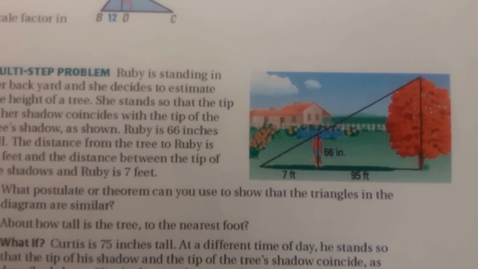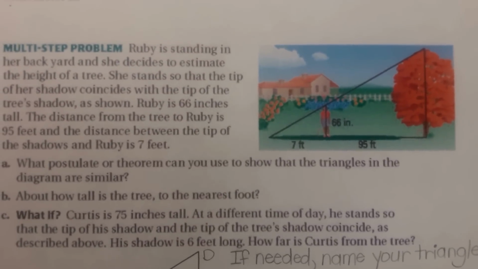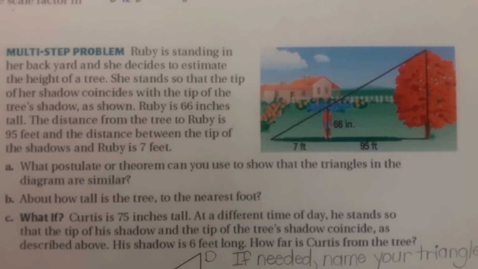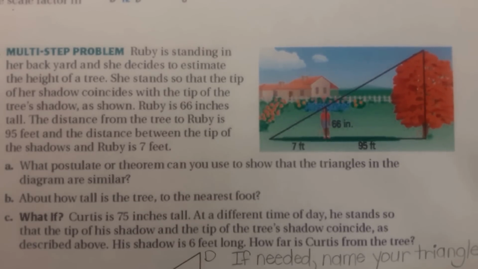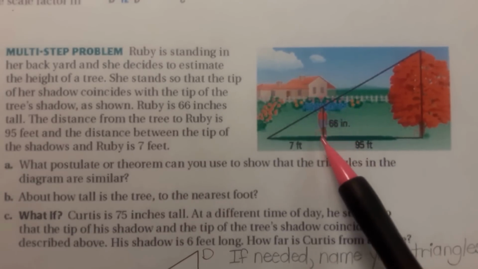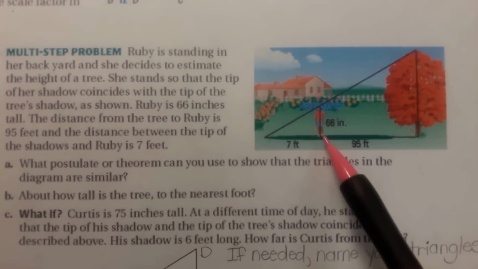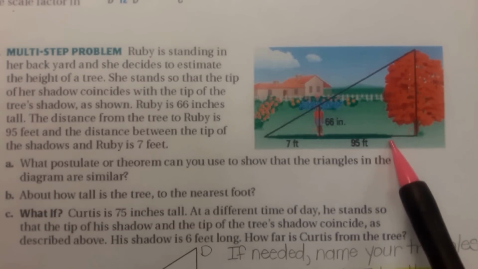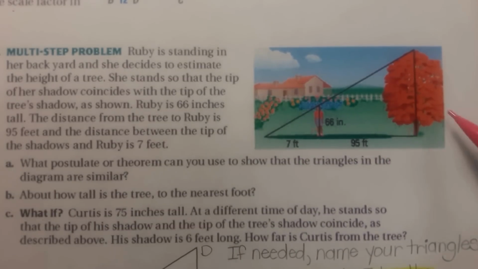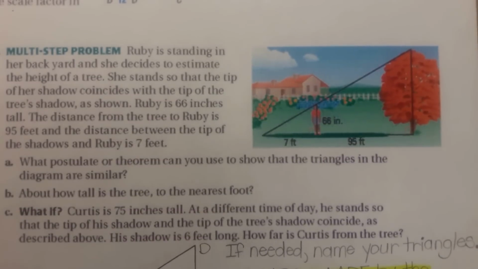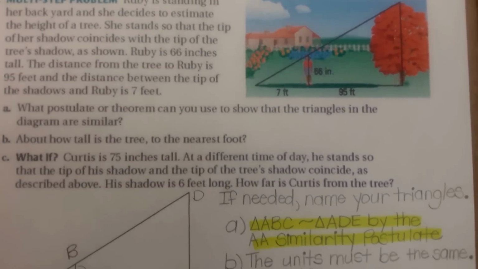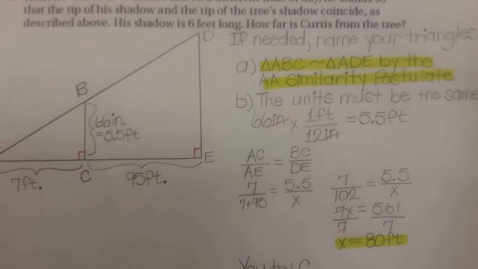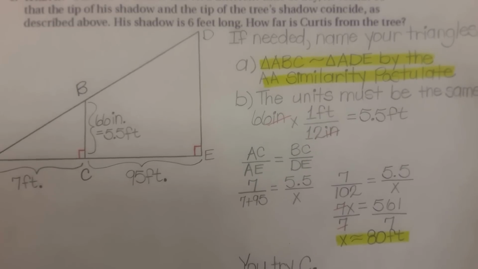Last example, number 33. Take a minute and read the question so you can understand what it's asking you to do. If you look at the picture, I have a person, Ruby, standing with a shadow, and then we have a tree casting a shadow also. So if you notice, it forms 2 right triangles. I wanted to redraw that because the picture can be a little tricky to look at. So I redrew my right triangle so I could see the picture better.